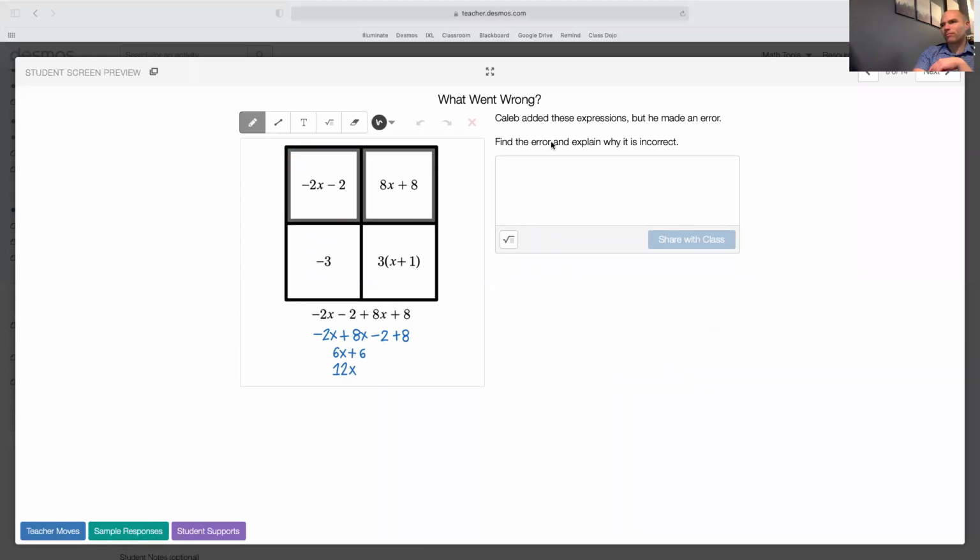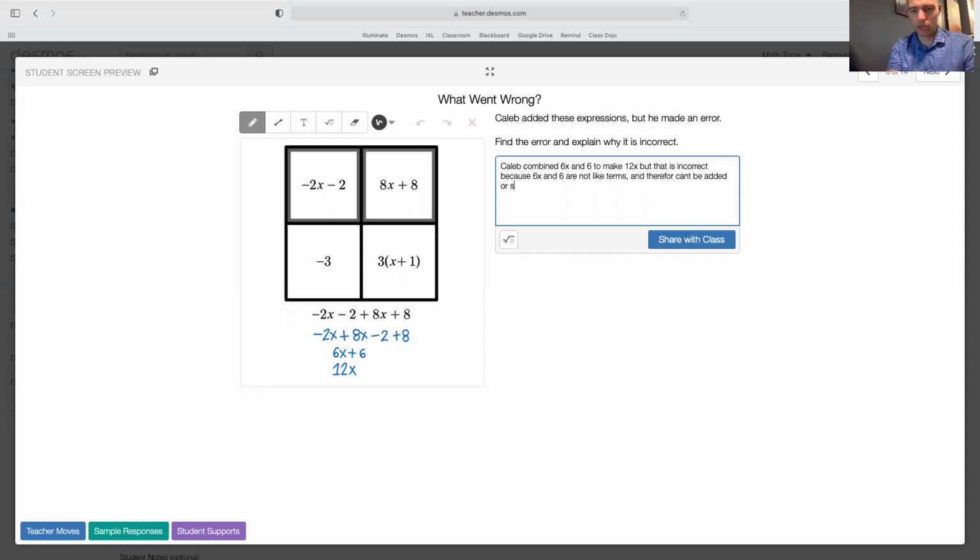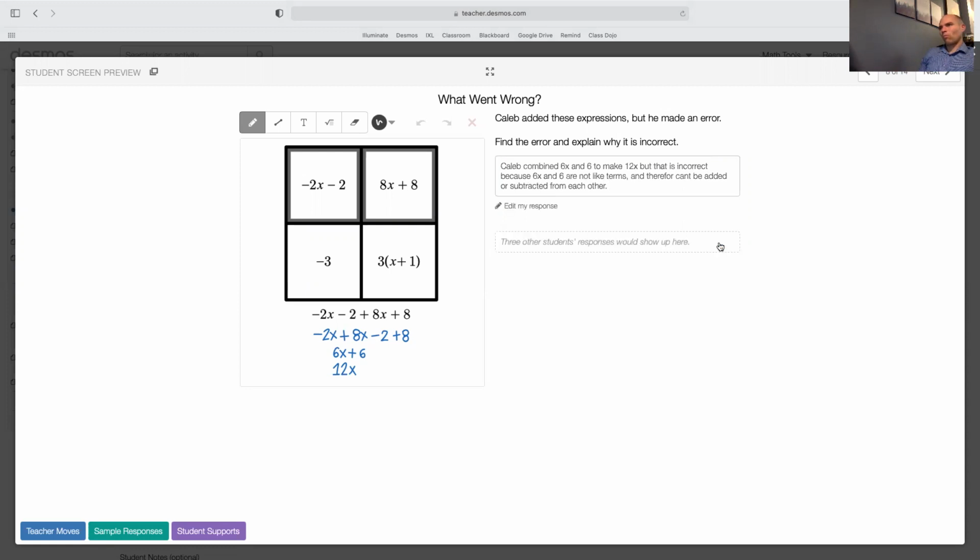So what should we write? Something like: Caleb combined 6x and 6 to make 12x, but that is incorrect because 6x and 6 are not like terms and therefore can't be added or subtracted from each other. You can multiply them, like you could do 6 times 6x and you get 36x. You can't add and subtract them, it doesn't work that way. All right, let's move on.